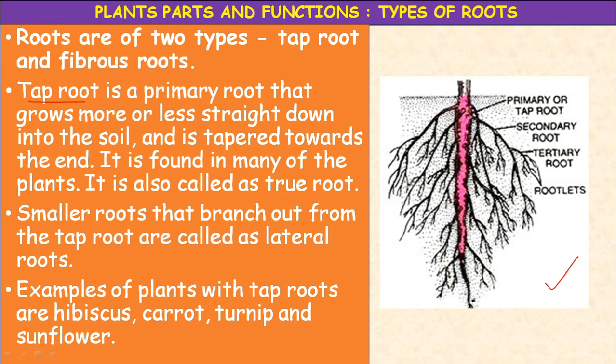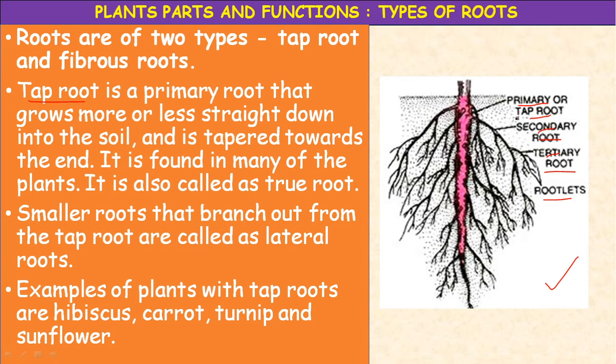It is found in many of the plants. It is also called a true root. It possesses a primary root or taproot, secondary roots and tertiary roots. They are called rootlets or root hairs. Smaller roots are branched out from the taproot.